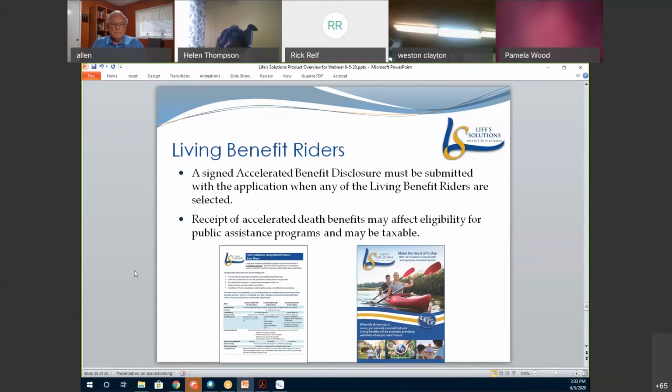The other thing is the second bullet where it mentions receipt of accelerated death benefits may affect eligibility for public assistance and may be taxable. The key word in this bullet is may. I haven't heard where it's ever impacted these things yet, but the regulators want us to make it clear we can't predict the future. If at some point the government wanted to go after it, they just want us to forewarn people. So it's in there. It's an easy disclosure for them to read. They have to sign it and you send it in with the application. Okay, next slide, please.